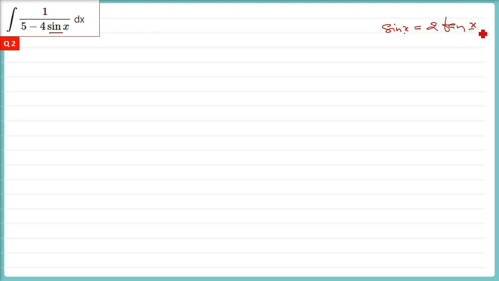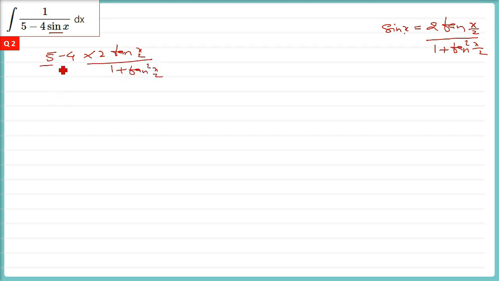And we know that sine x is 2 tan x by 2 divided by 1 plus tan square x by 2. So we can write sine x as 2 tan x by 2 by 1 plus tan square x by 2. So for 1 by 5 minus 4 sine x, I am now writing the denominator as 5 minus 4 into 2 tan x by 2 divided by 1 plus tan square x by 2.